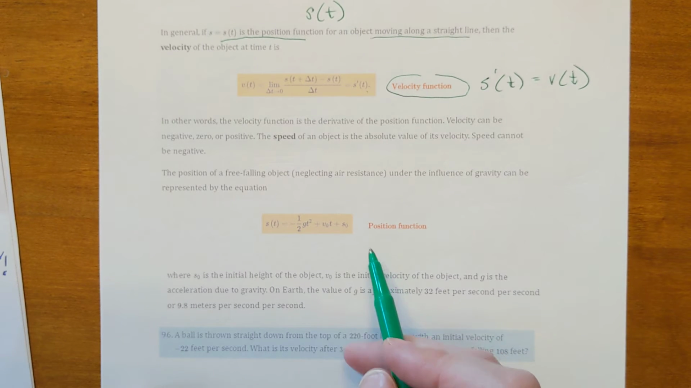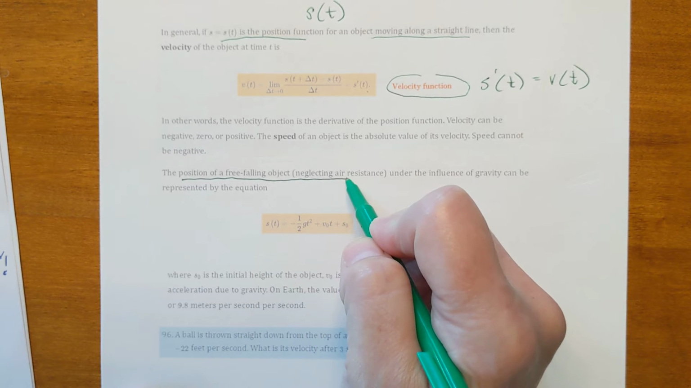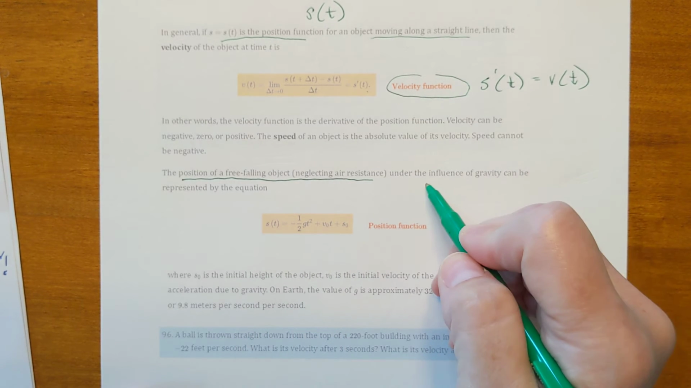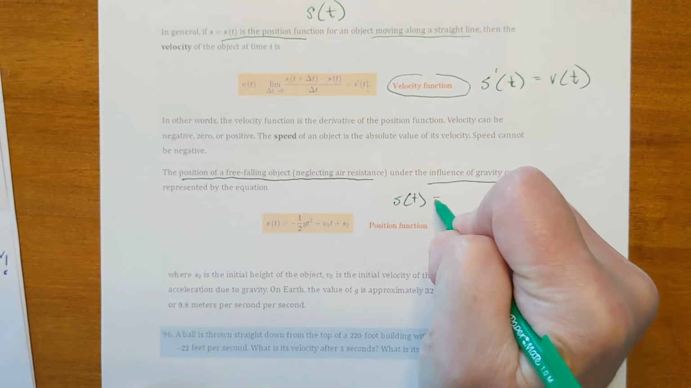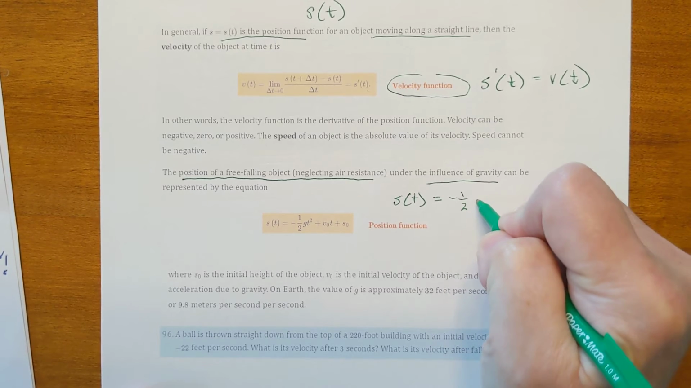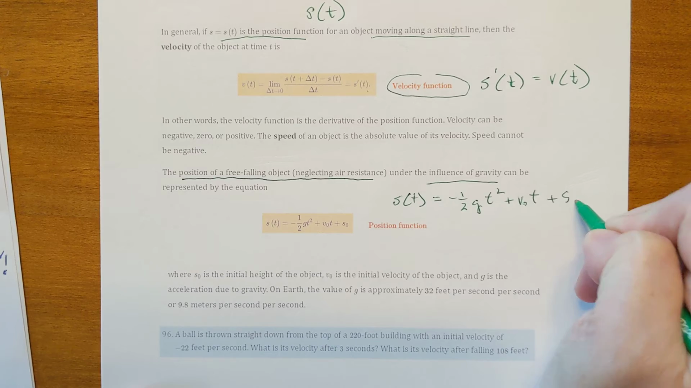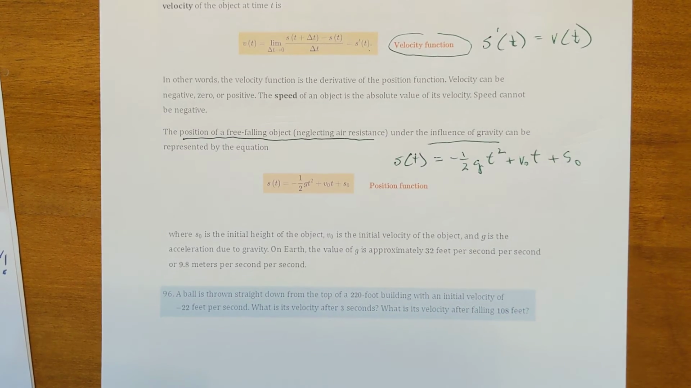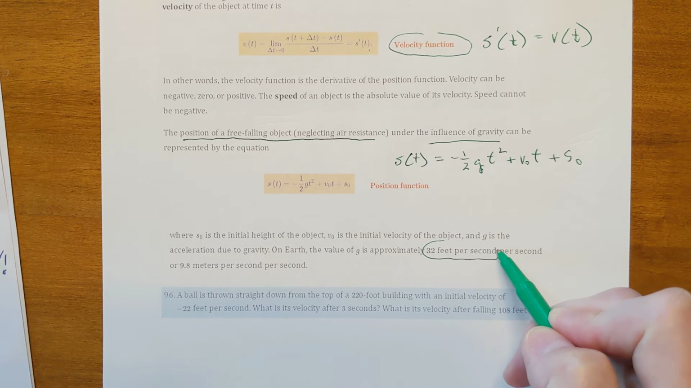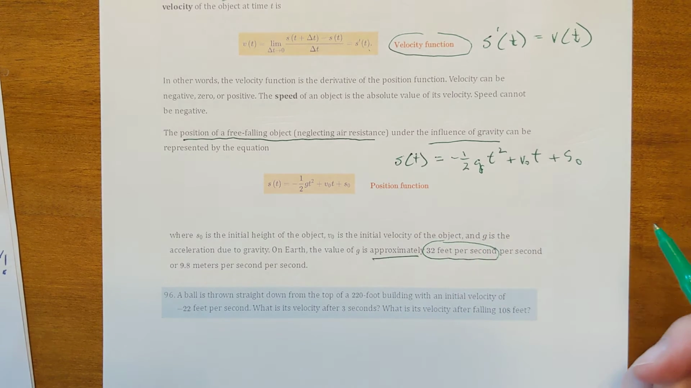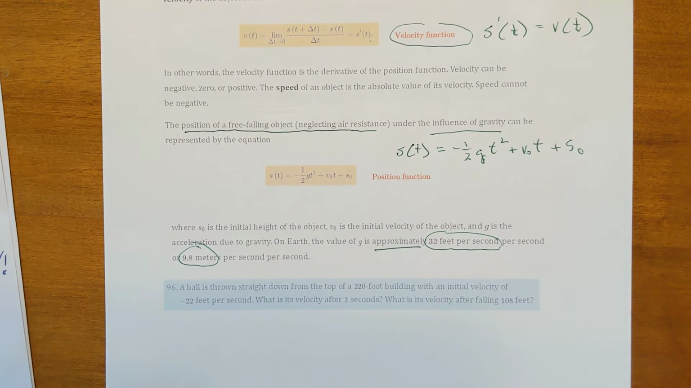This formula down here is for a free falling object, negating air resistance, under the influence of gravity. It says s of t, the position of an object, is negative 1/2 g t squared plus v sub 0 t plus s sub 0, where g is gravity. If we're talking about gravity with feet, it's approximately 32 feet per second squared. If we're talking in meters, it's approximately 9.8 meters per second squared.